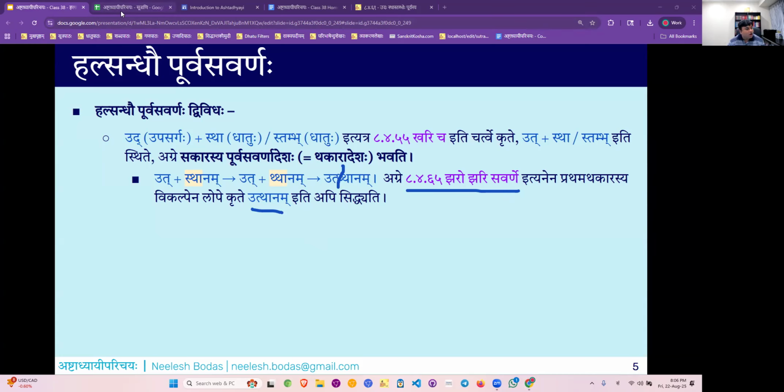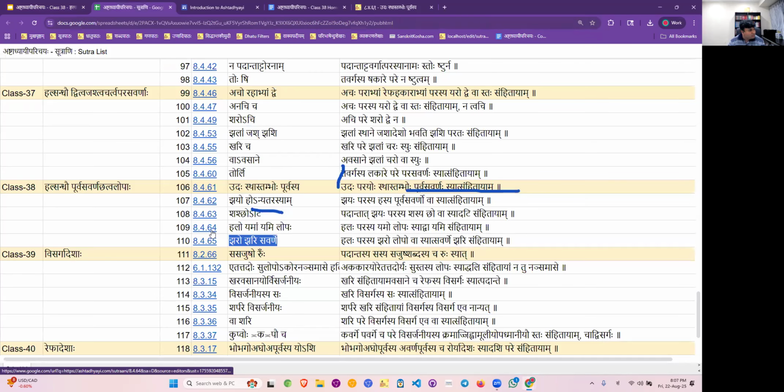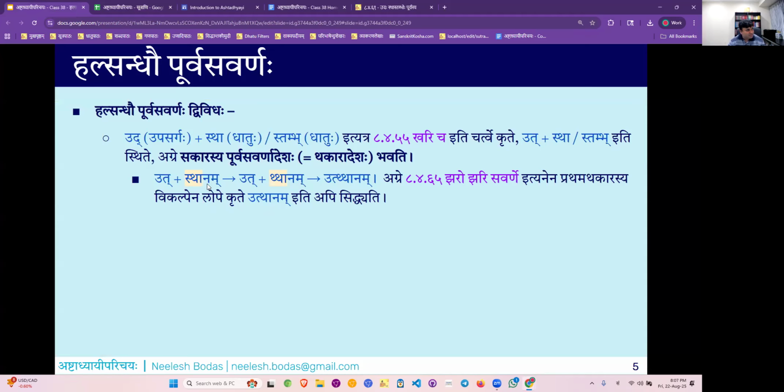So see the beauty how brilliantly Panini Maharshi has arranged the sutras that we are almost near the end of Ashtadhyayi. We are doing a transformation by 8.4.61, and after doing transformation on 8.4.61 we can employ the next sutram which is 8.4.65. So we still have scope to go down. So this way sutras have been arranged with very precise caution. Anyway, so we have utta plus sthanam, sakara se thakara desha, that is the purvasavarna, and then you have lopa.